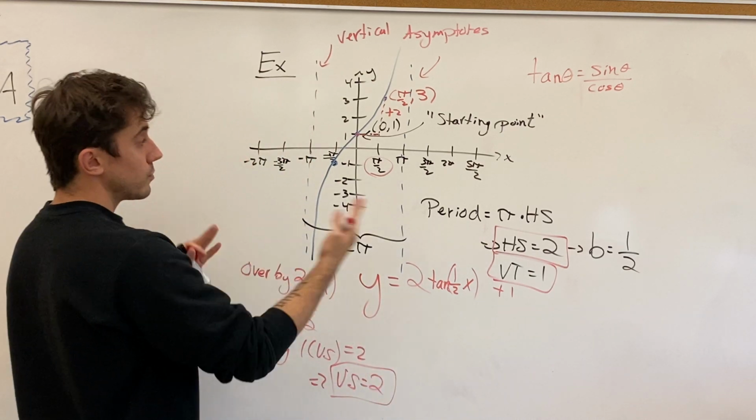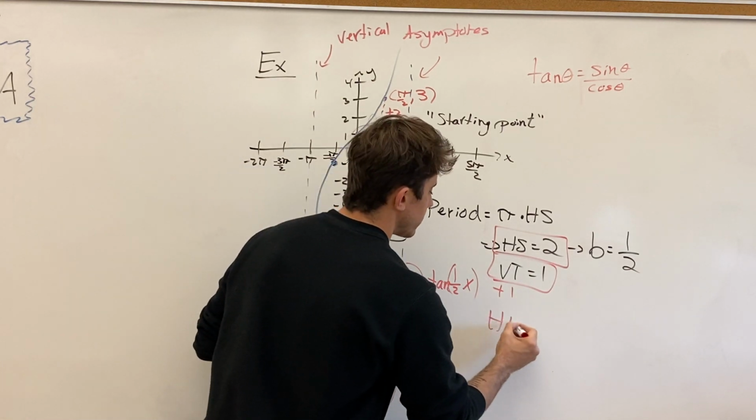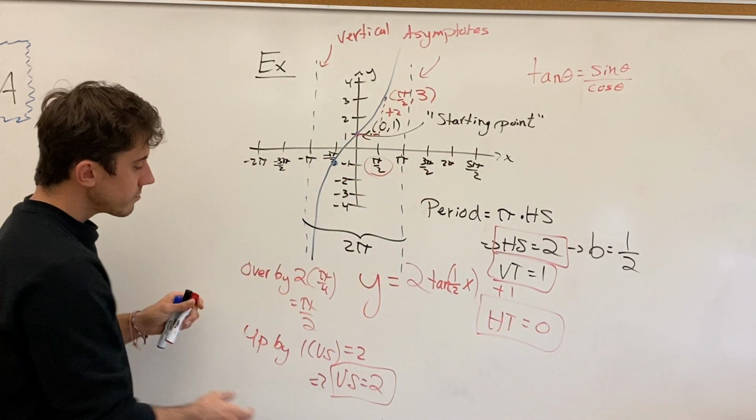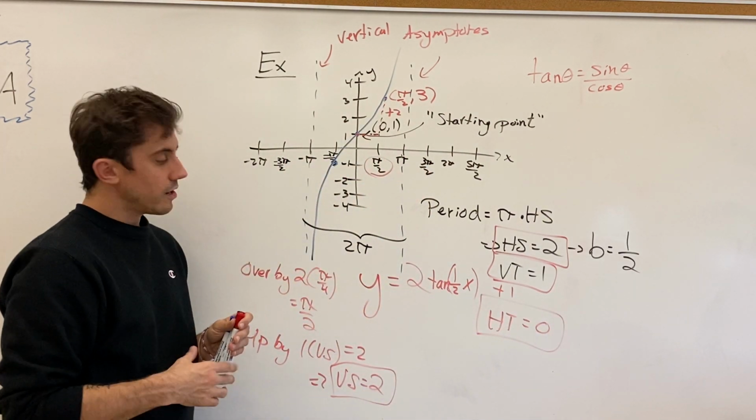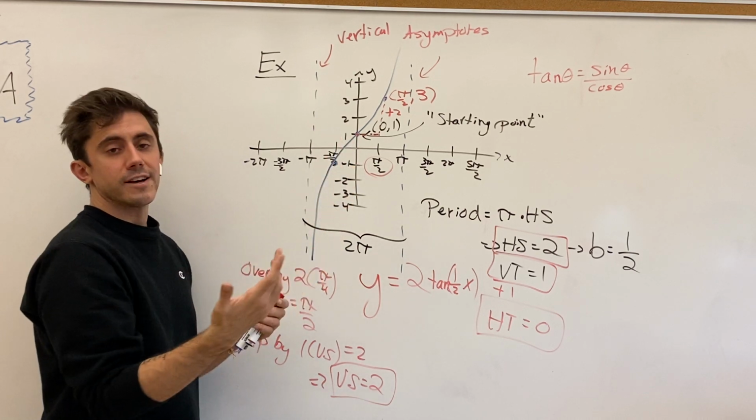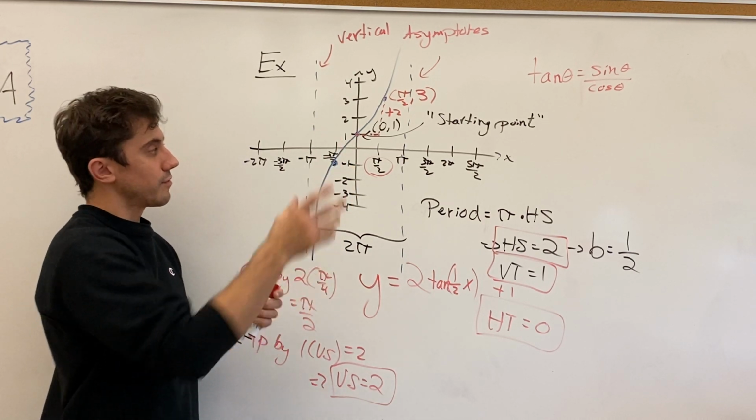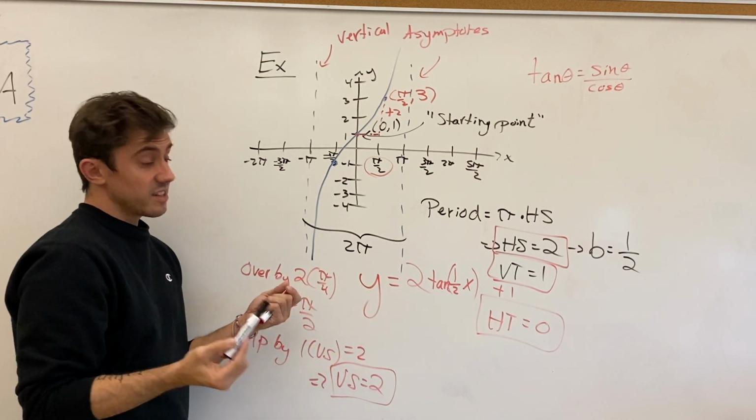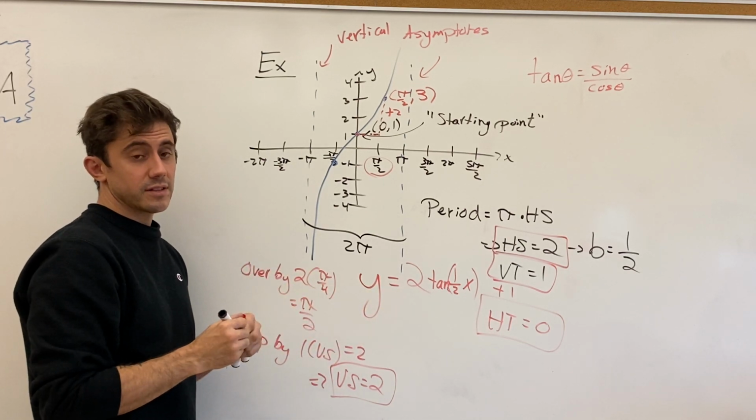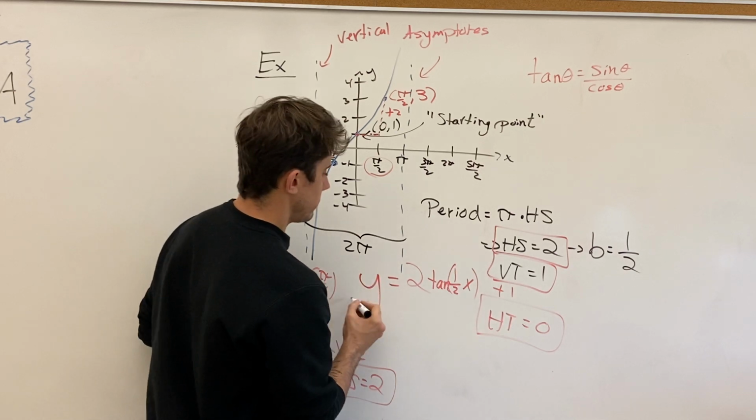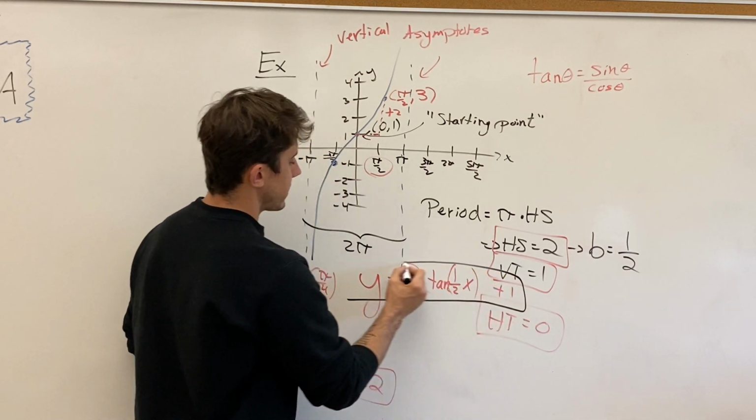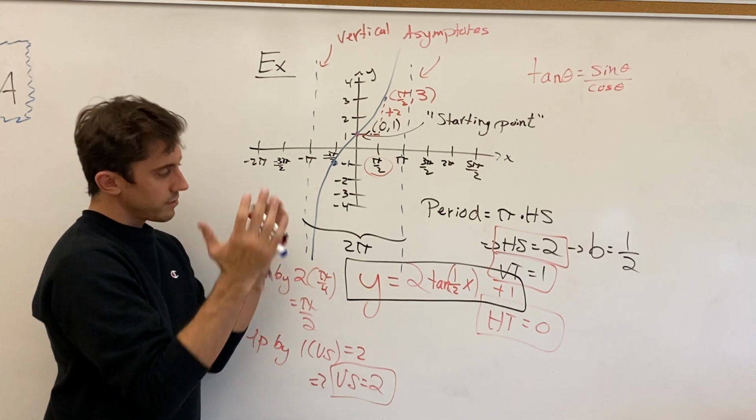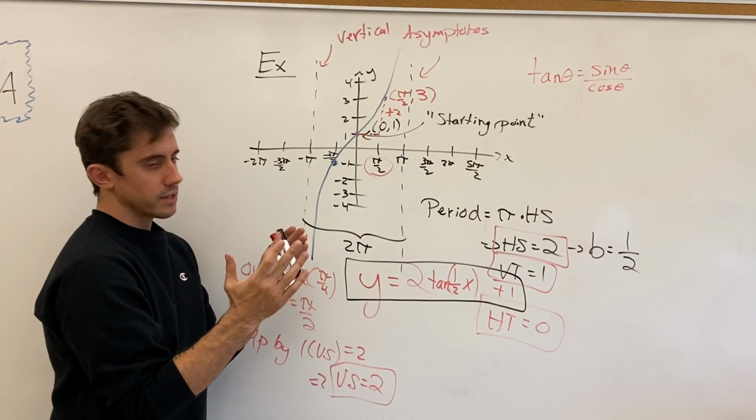We said there was no horizontal translation, so we can make a note that the horizontal translation is non-existent. And finally, we have our vertical stretch of 2. We know that there is no reflection in the x-axis, so this is a positive tan function. And so we've looked at everything that we could possibly look at, and so we conclude that this tan function is represented by y is equal to 2 tan of 1/2 x plus 1.